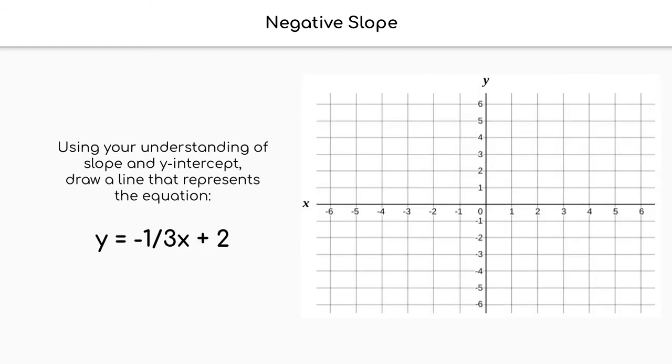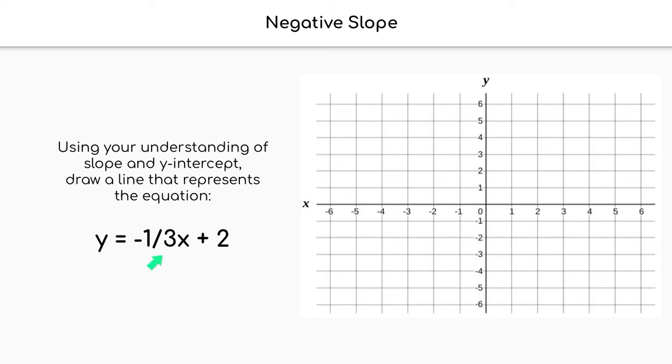So let's take a look at our first example. We want to use our understanding of slope and y-intercept to draw a line that represents the equation. And our equation, written in slope-intercept form, is y equals negative 1/3 x plus 2. So the first thing we want to do is identify what is our slope and what is our y-intercept. Looking carefully at our equation, we can see our slope is negative 1/3, and our y-intercept is positive 2.